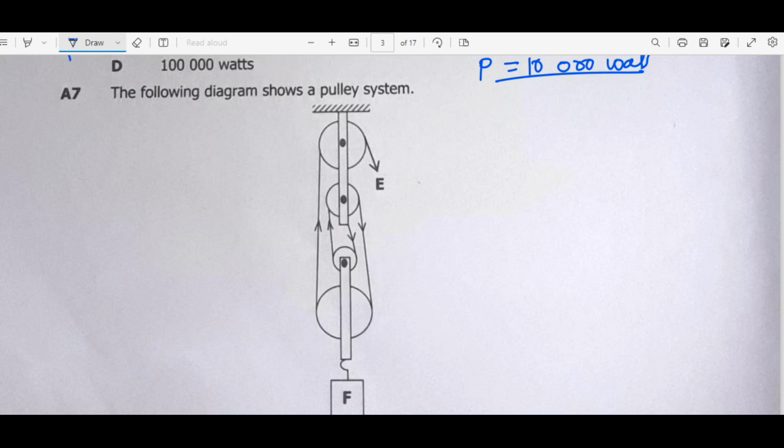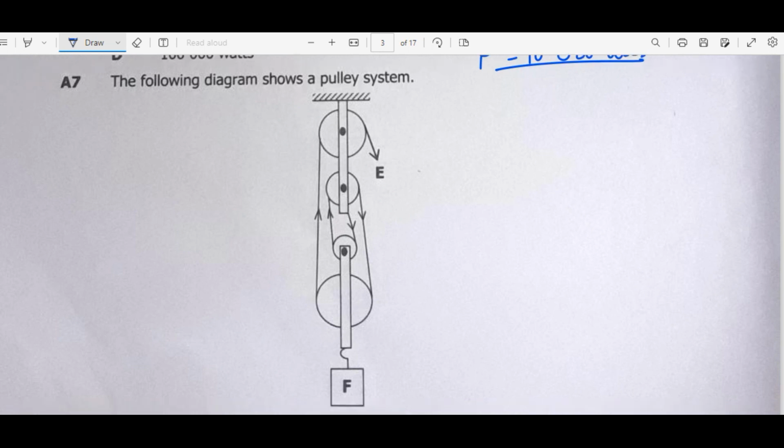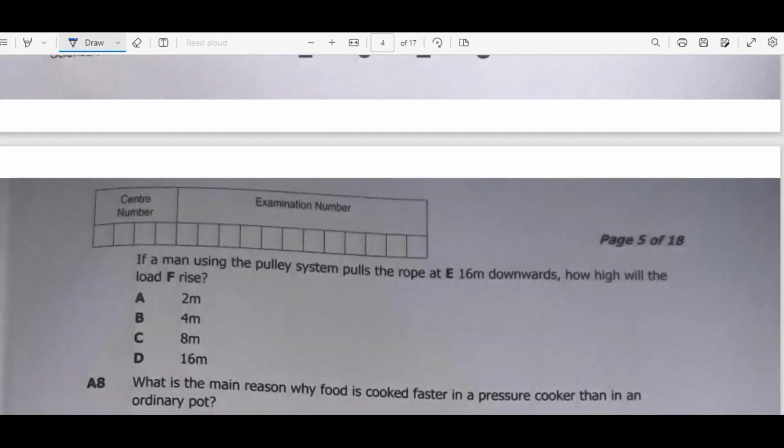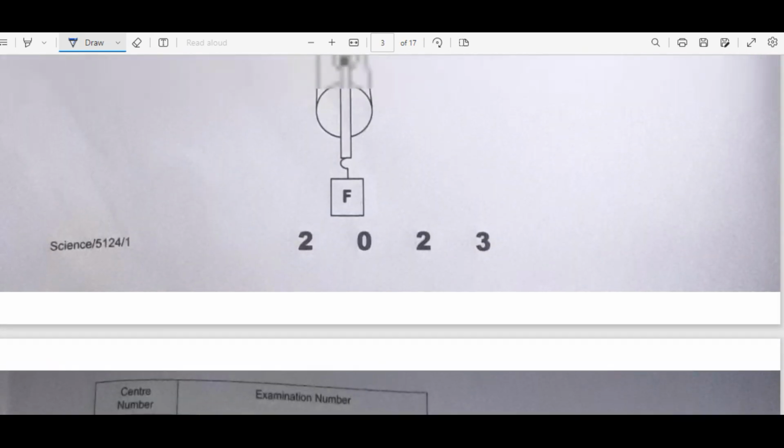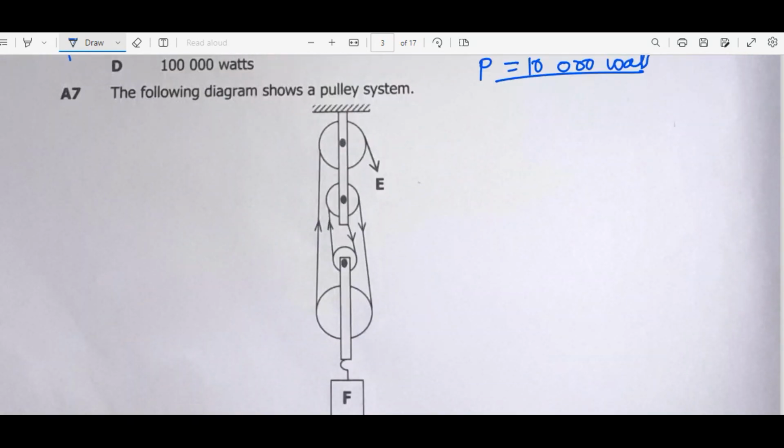Question 7. The following diagram shows a pulley system. Okay, so if a man using the pulley system pulls the rope at E 16 meters downward, how high will the load F rise? So let's find the velocity ratio. Velocity ratio for this one, you just have to count the number of ropes. 1, 2, 3, 4. The velocity ratio is equal to 4.